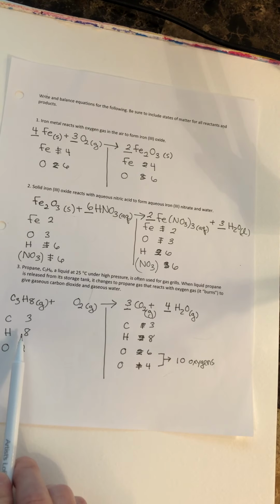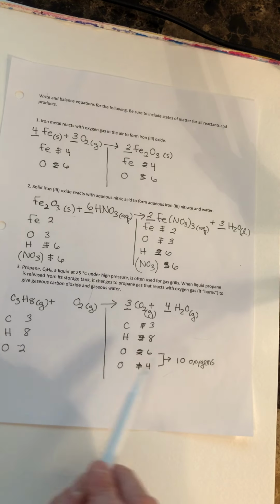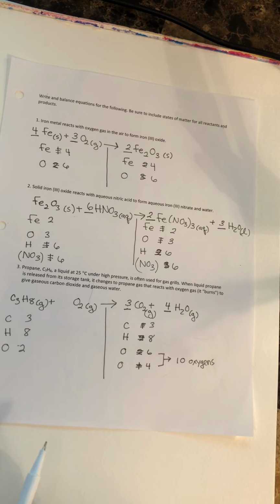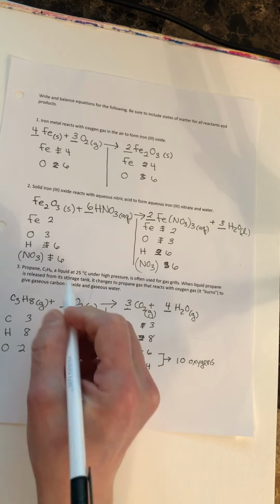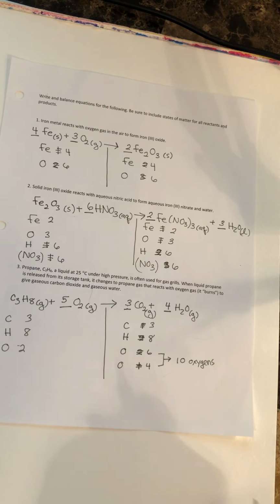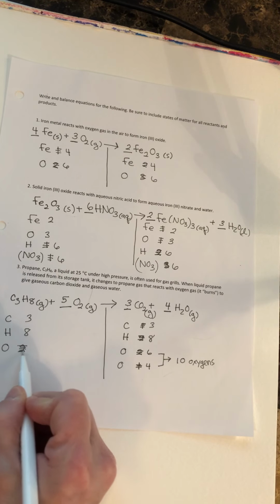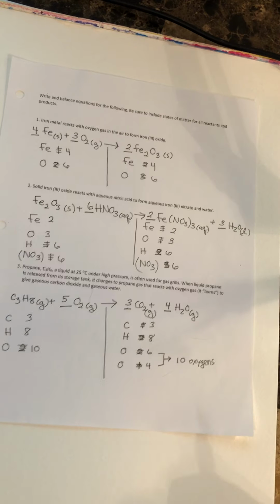Our carbons match, our hydrogens match. We have 2 oxygens on the reactant side and 10 on the product side. So we're going to put a coefficient of 5 in front of the O2 gas, which turns this into 10, and we are balanced.